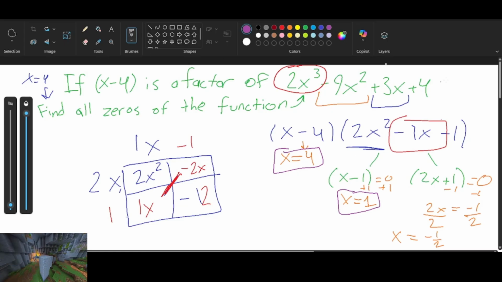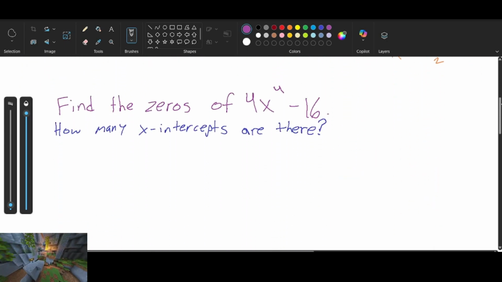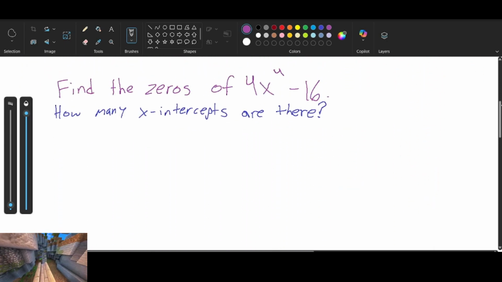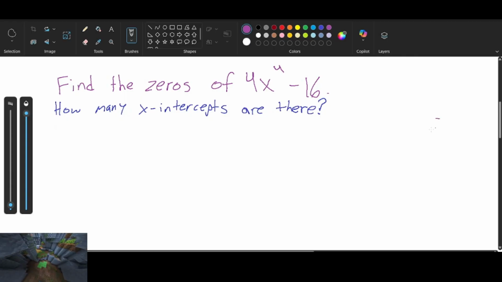So now, I'm all done with that problem. I'm going to scroll down. Now I have 4x to the 4th minus 16. I got to find the zeros of it, and I got to find how many x-intercepts there are. Right? They might be different things. Crazy. So I know we had mentioned how the degree equals the amount of boxes we have, right?